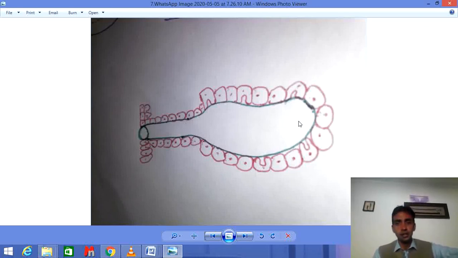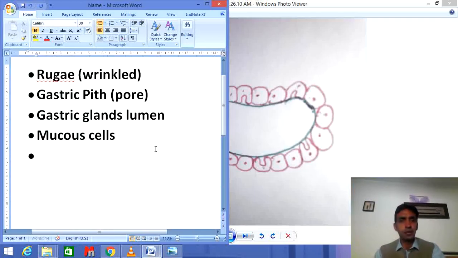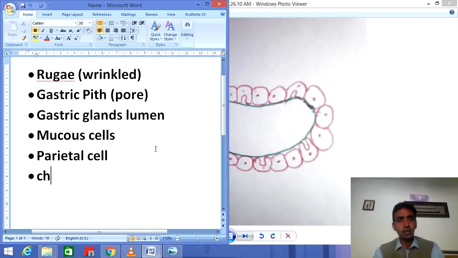So the gastric gland cavity or gastric gland lumen is surrounded by a large number of cells. The most important cells over here are two types. One is the parietal cell, which is somewhat different from the other. This is also parietal cell. So the parietal cell and chief cells, these two types of cells are very important in the gastric gland lumen.